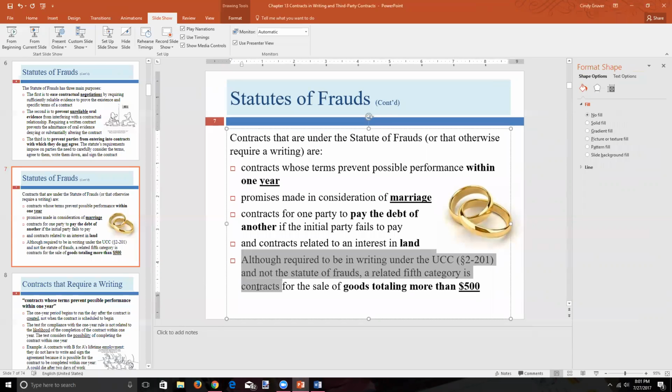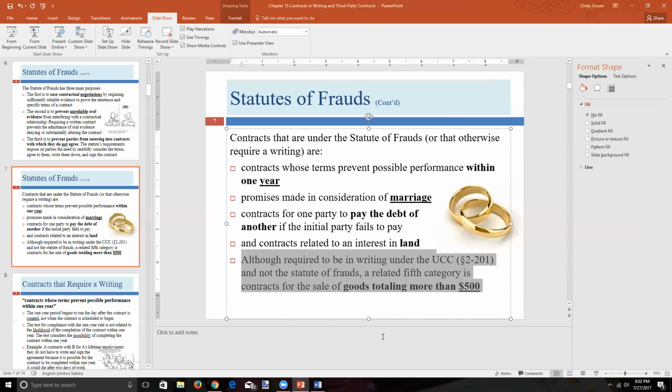Now, there is one more part of the Statute of Frauds. It's really not part of the Statute of Frauds. It's part of the UCC that has to do with goods totaling more than $500. As you recall, the UCC stands for the Uniform Commercial Code. This is the statute that we have in Texas and in most other states that talks about how commercial transactions, sale of goods, will be handled.